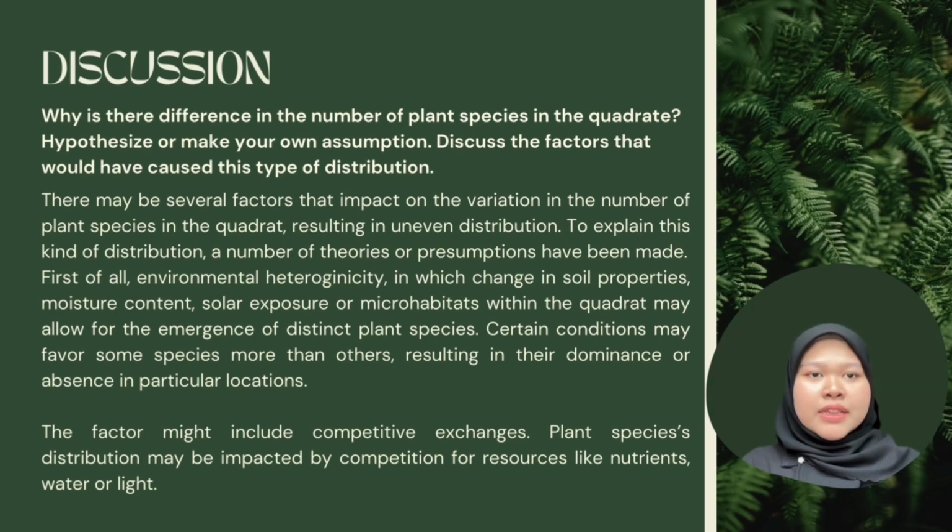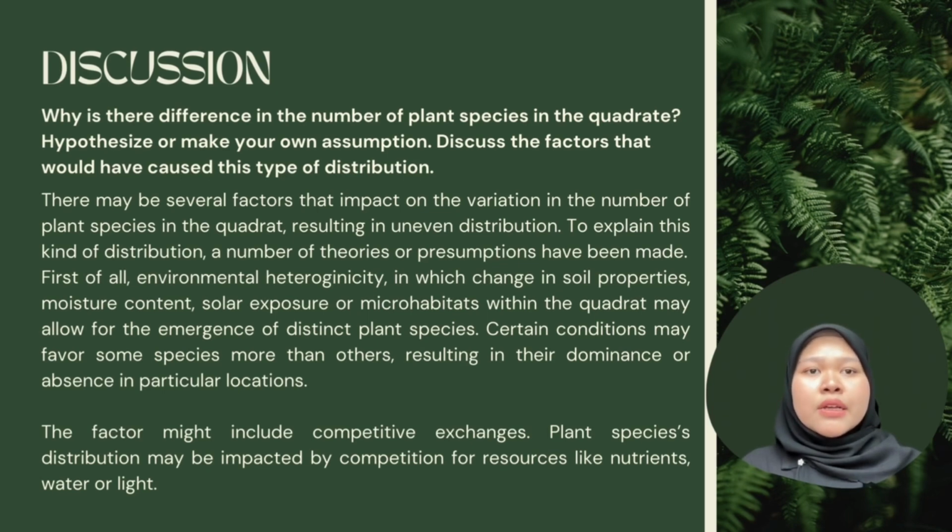There may be several factors that impact the variation in the number of plant species in the quadrat, resulting in uneven distribution. To explain this kind of distribution, a number of theories or presumptions have been made. First of all, environmental heterogeneity, in which changes in soil properties, moisture content, solar exposure, or microhabitat within the quadrat may allow the emergence of distinct plant species. Certain conditions may favor some species more than others, resulting in them being dominant or absent in particular locations.